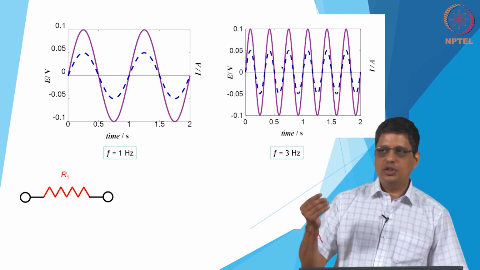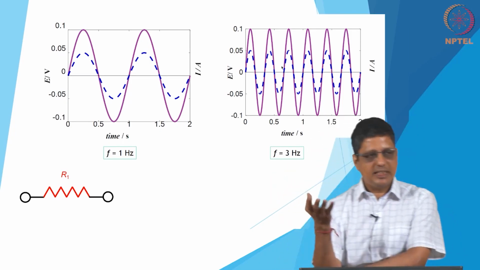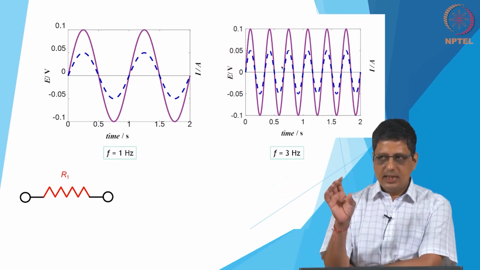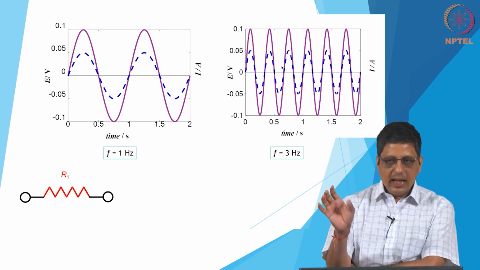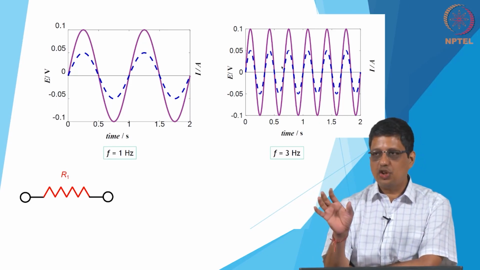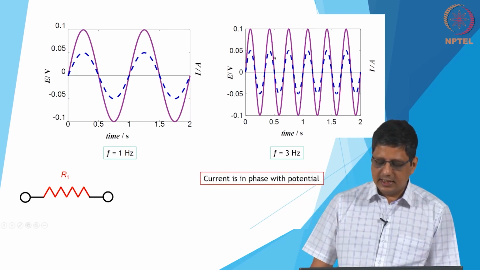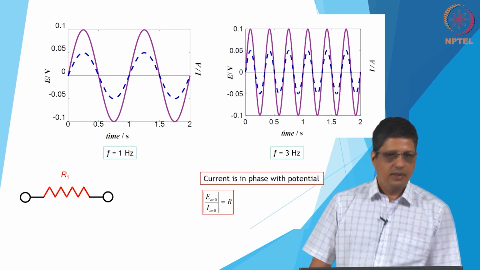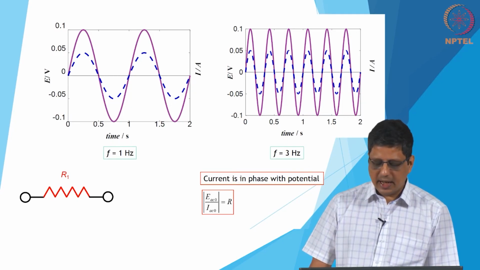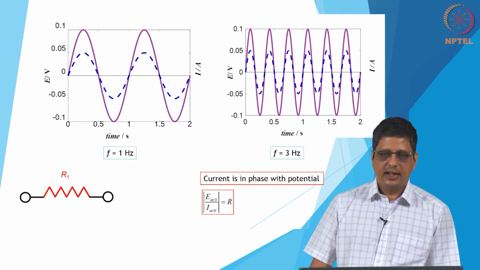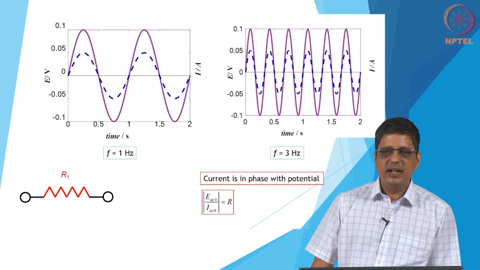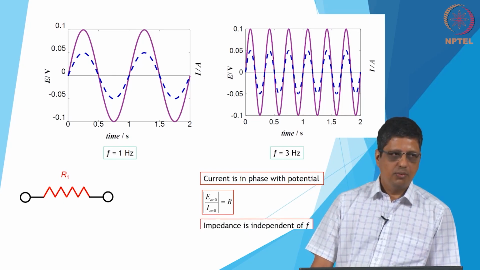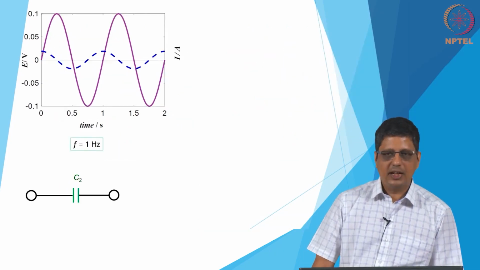Okay. I also want to show you what happens when you have a capacitor. We also want to see what happens when you have an inductor. These are electrical elements, and later we will see what happens when you have an electrochemical reaction. So, in this, current is in phase with potential, and you can get the magnitude of EAC 0 divided by IAC 0, that gives you the resistance, and this is also called the impedance of the resistor, and that is independent of the frequency. We will move on to the next example where you have a capacitor.